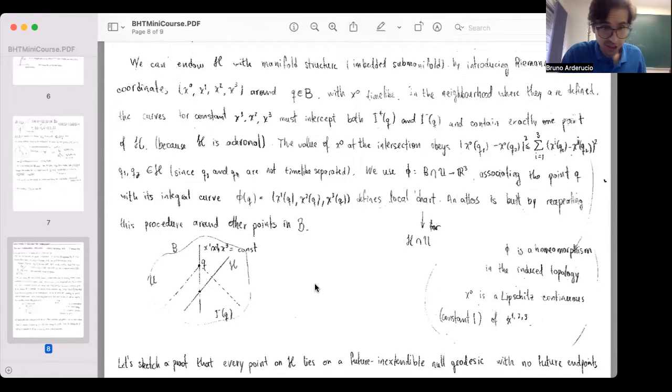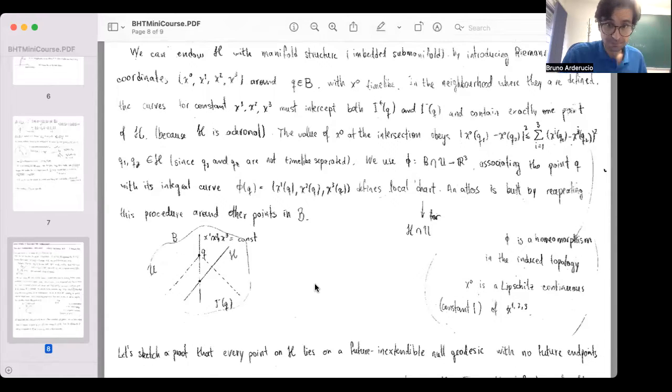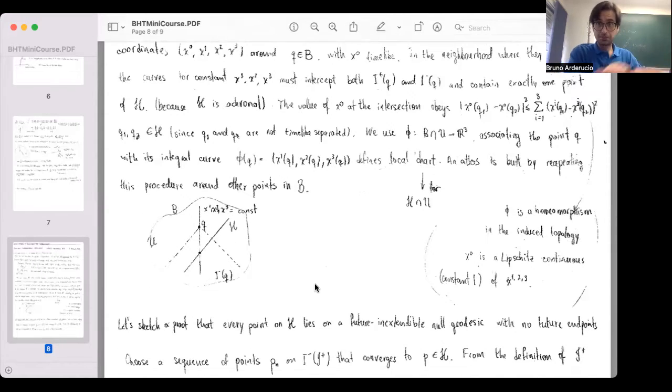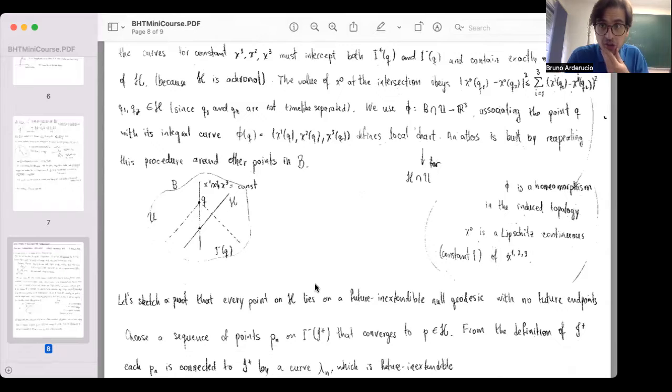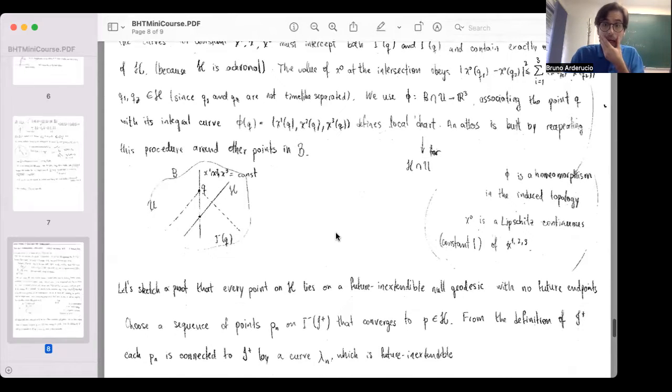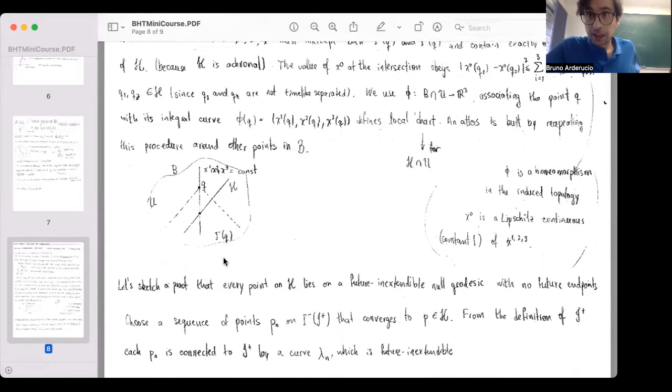Well, and they are geodesics. So let's sketch this proof. Actually, it's quite intuitive, so I'm not going to bother showing the details of the construction, but I will comment on how you do it. We have to show that every point on H lies on a future inextendable null geodesic with no future endpoints. You can imagine that, because let's use the definition of what the horizon is.